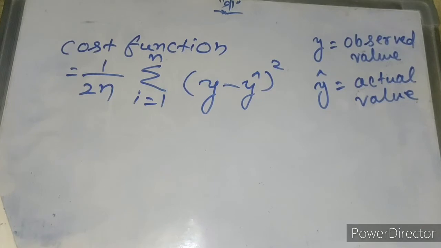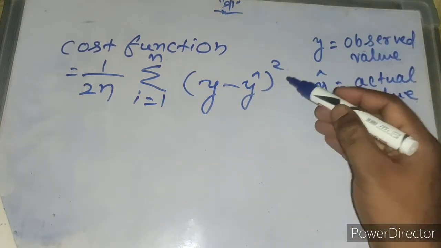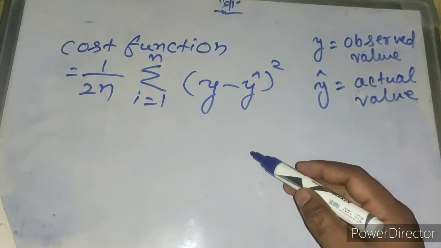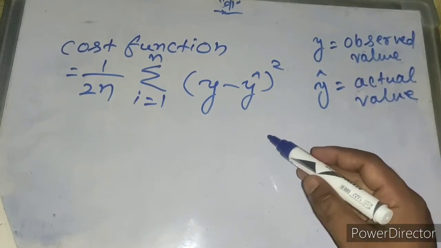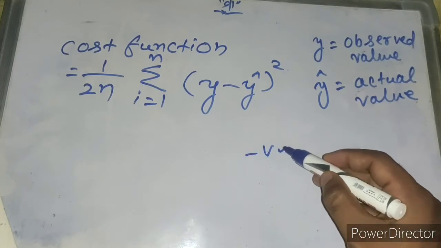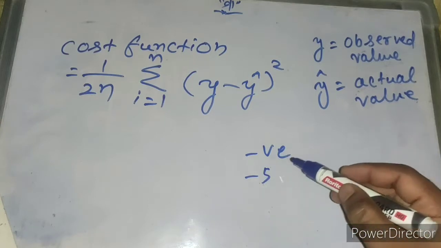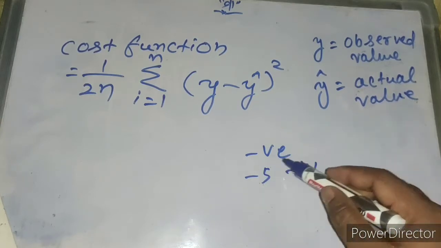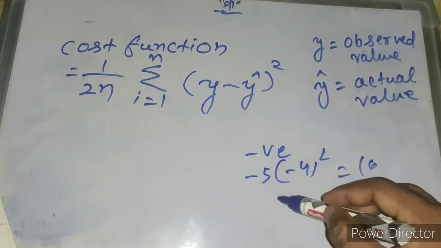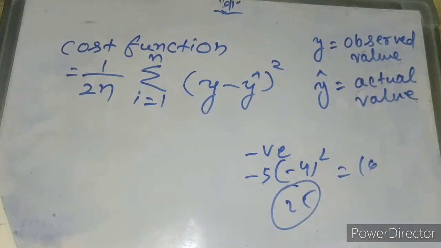As we can see on the screen, the cost function is 1 by 2n, summation of i equal to 1 up to n, of y minus y cap whole square. So here the square is required, as we are trying to find the sum of residuals, and the square is required just to eliminate the negative value. Suppose the value came like minus 5 or minus 4. If square is done, then it will be like 25 or 16. So the negative value will be omitted.